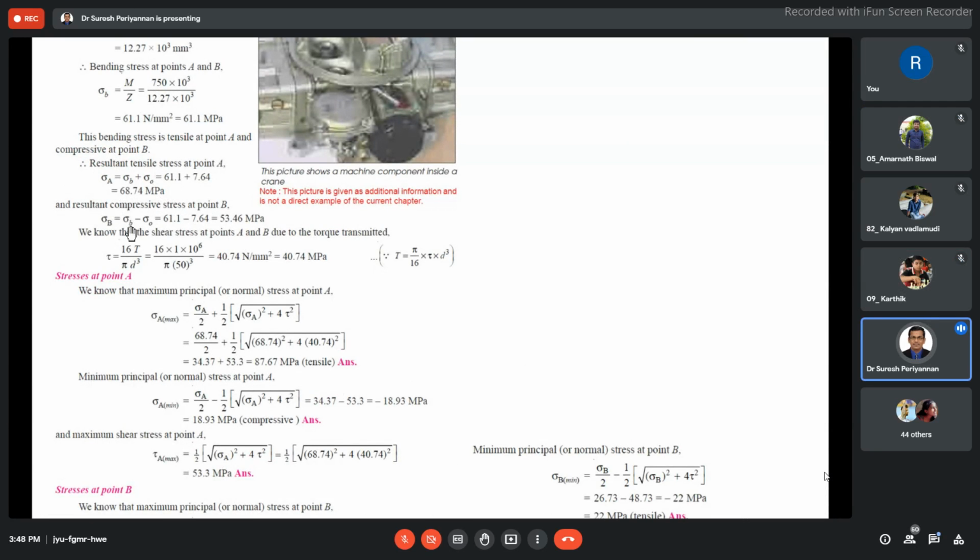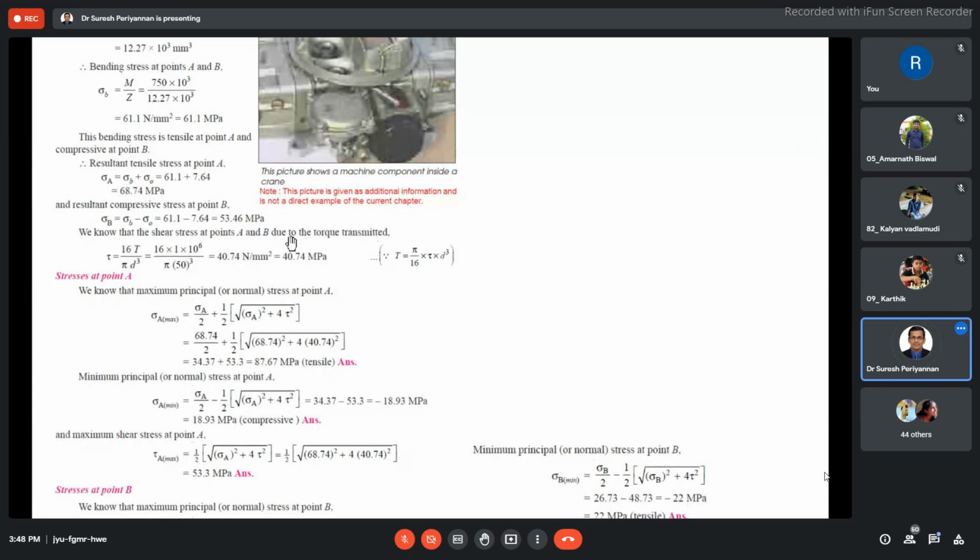Now the resultant stress at the point B is a compressive stress. I may consider either the bending stress or the direct stress as negative, but since I mention compressive stress, the sign doesn't matter. Any one of the stresses I consider as negative. So 61.1 minus 7.64 is 53.46 megapascal. At the point B, the beam is subjected to 53.46 megapascal.